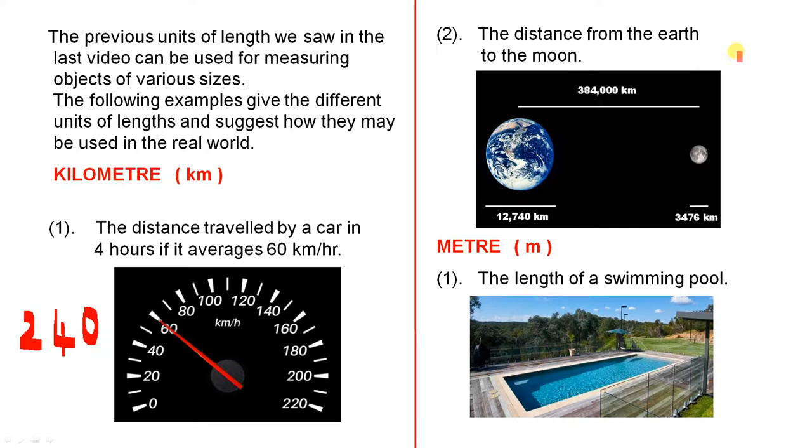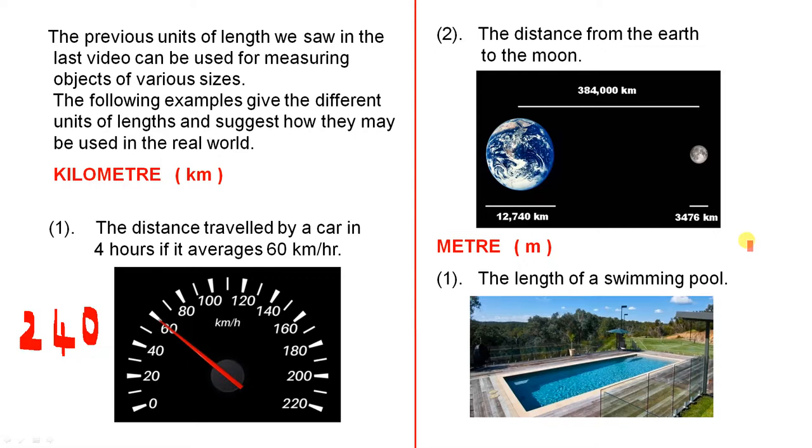The next one, the distance from the Earth to the Moon. So we often talk about that in school, and we use the unit of the kilometre. And we're talking about something like 384,000 kilometres. That's the distance from the Earth to the Moon.